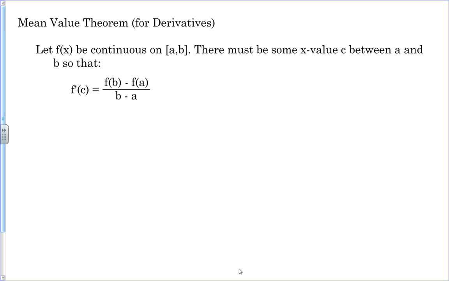The second theorem is the mean value theorem for derivatives. Same circumstance: let f of x be continuous on the interval a to b. There must be some x value c between a and b so that f prime of c equals f of b minus f of a over b minus a. Sounds complicated in theorem form. Let me show you what it looks like in graphic form.